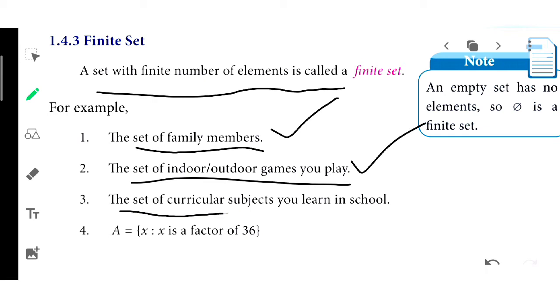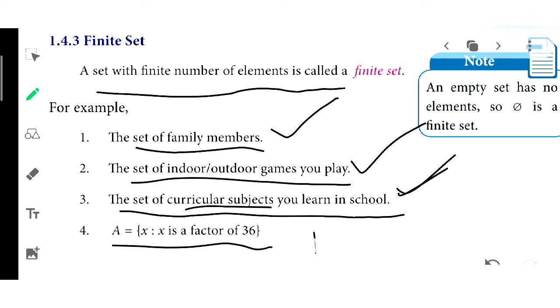And next, the set of co-curricular subjects you learn in the school. What are co-curricular subjects in your school? Like you can go for classes for dancing, drawing and other activities, those are called co-curricular subjects, so that is also countable, and that is called a finite set.